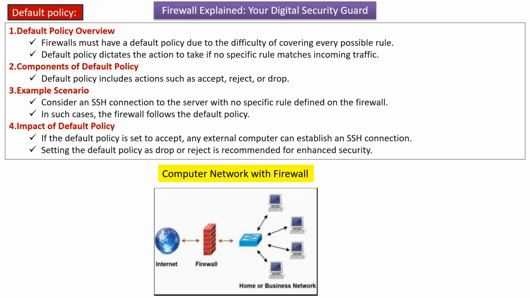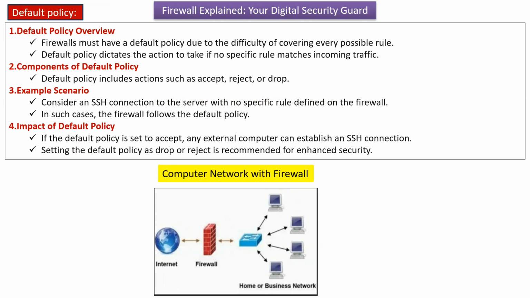Now we will see what is default policy. Firewalls must have a default policy due to the difficulty of covering every possible rule. The default policy dictates the action to take if no specific rule matches incoming traffic. Default policy includes actions such as accept, reject, or drop.